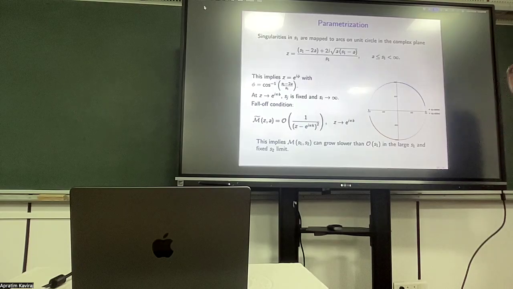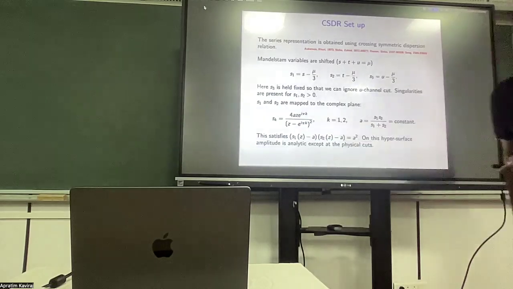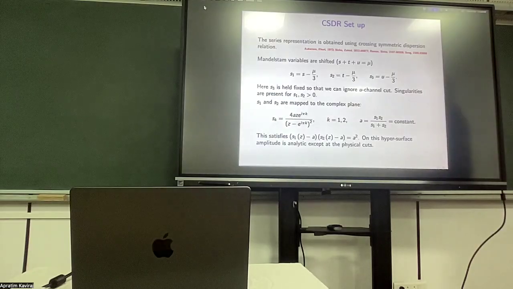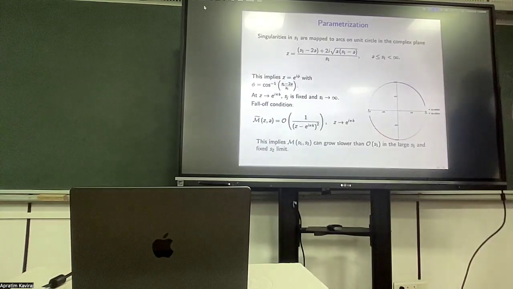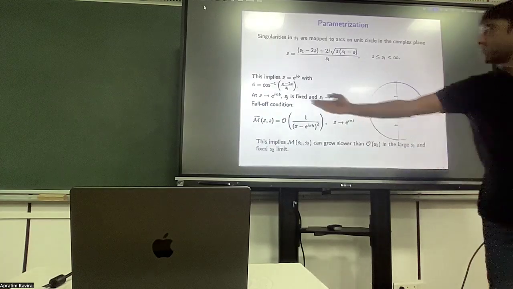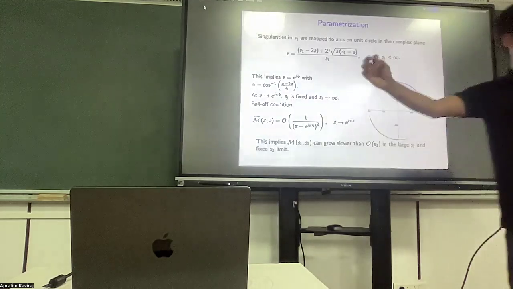And then importantly, we also need to specify the high energy behavior, and we can see from this map that when Z goes to e to the power i pi k, where k is 1 and 2, S1 goes to infinity and Sj, the other variable, remains fixed. And that is exactly the Regge limit. So in the Regge limit, what we do is take S to infinity, keeping T fixed. So the Regge growth is specified at those endpoints.